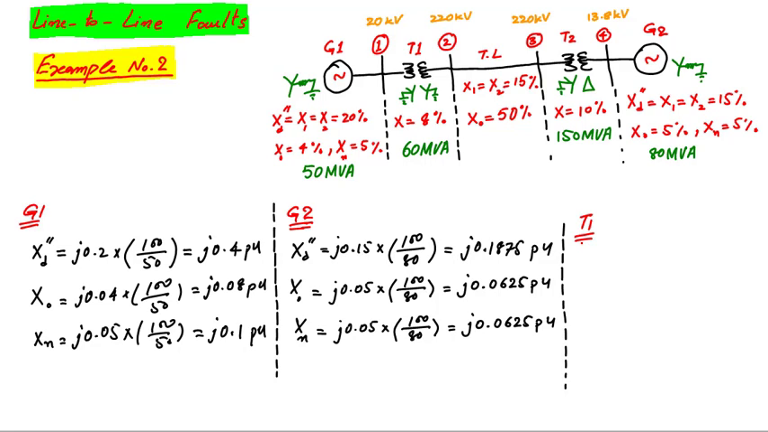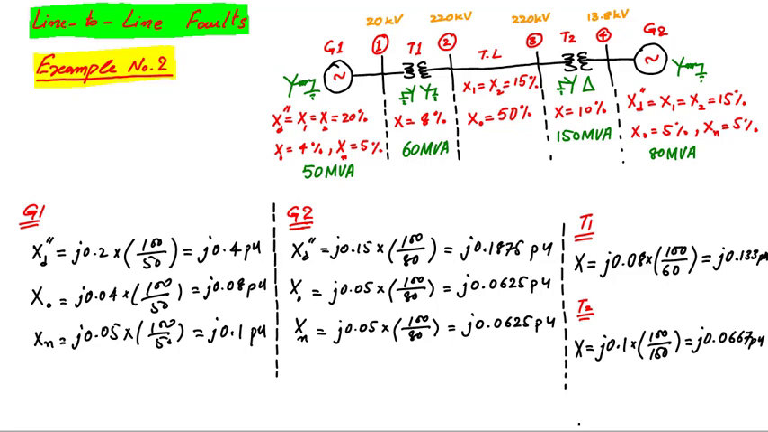Transformer T1 series reactance converted to the new base, that is j0.133 per unit. Similarly, for transformer T2, its series reactance will be equal to j0.0667 per unit. Now we have converted all the reactances from their old base to the new common base of 100 MVA and system voltage.